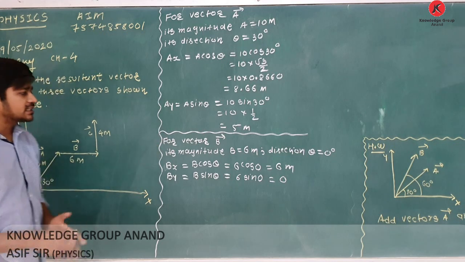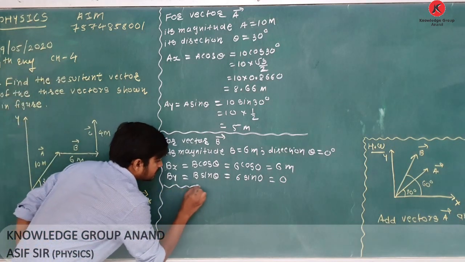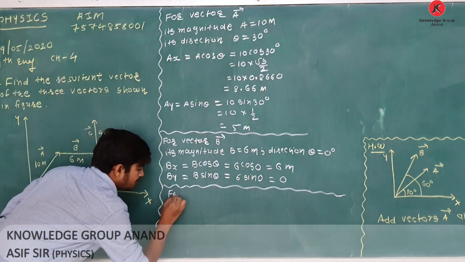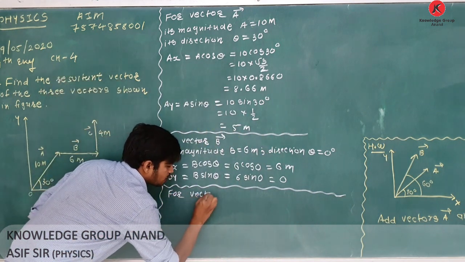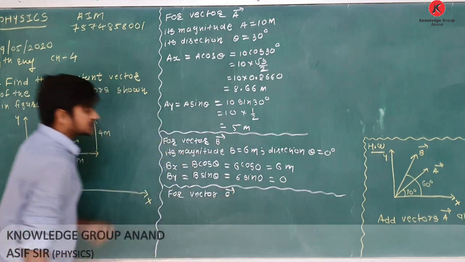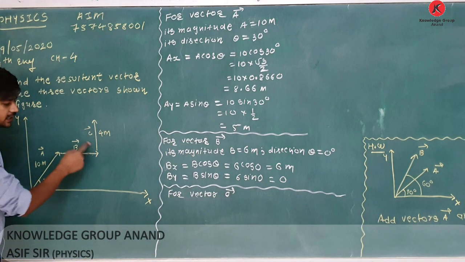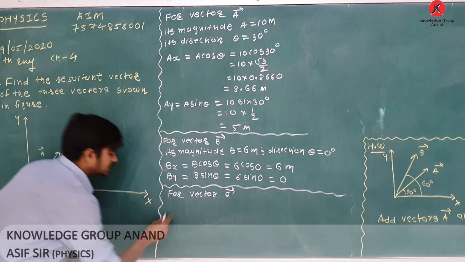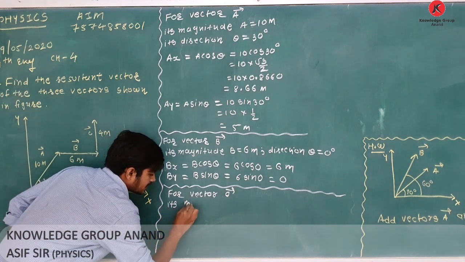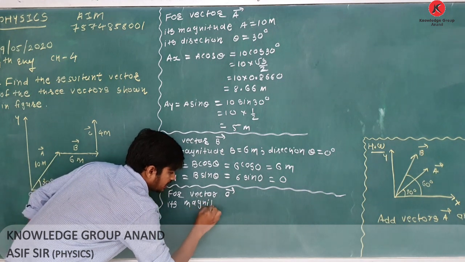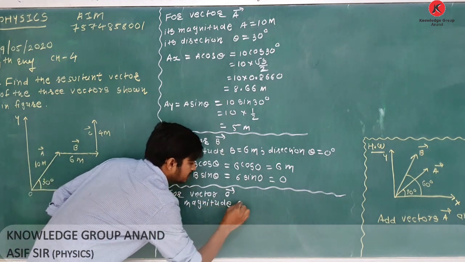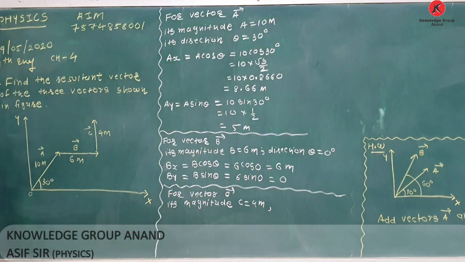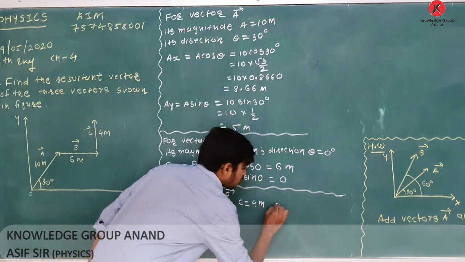For vector B, find its component. Now for vector C. Here it is. See, for vector C. Magnitude, it is easy. How to find magnitude? Its magnitude C is equal to 4 meter. What is its direction?